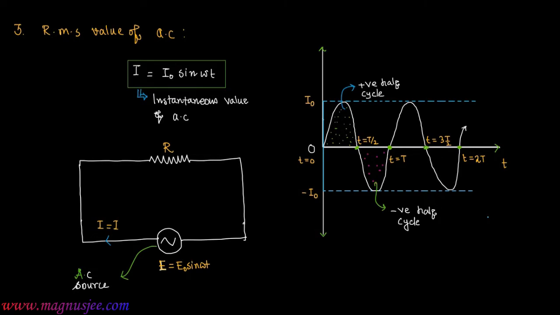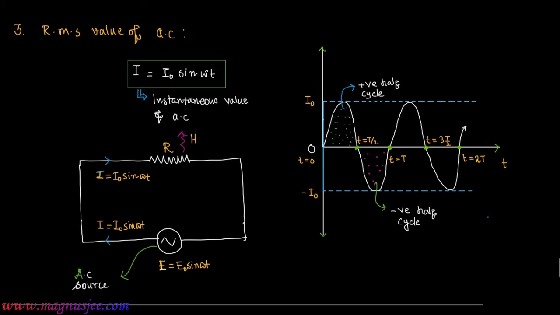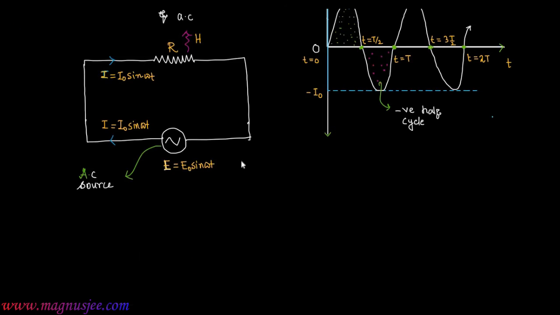Here the instantaneous current I equal to I0 sine omega t is generated from the AC source and is flowing through the external resistance capital R. When the alternating current I equal to I0 sine omega t flows through the external resistance R, the resistance R generates heat energy H.